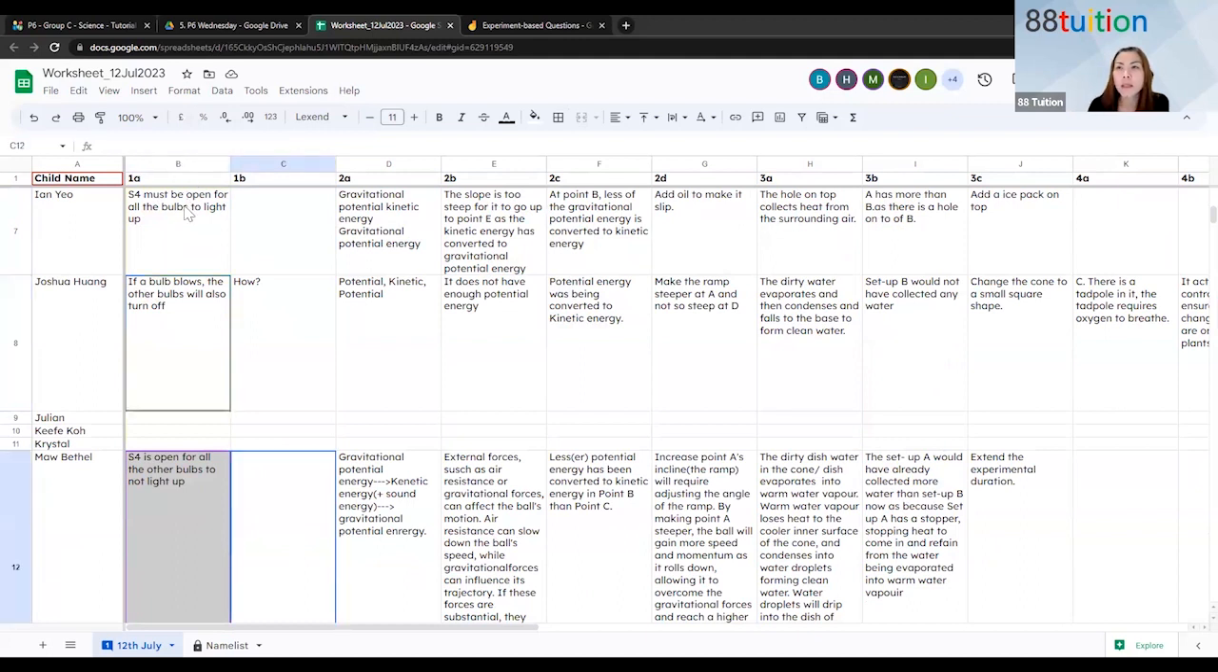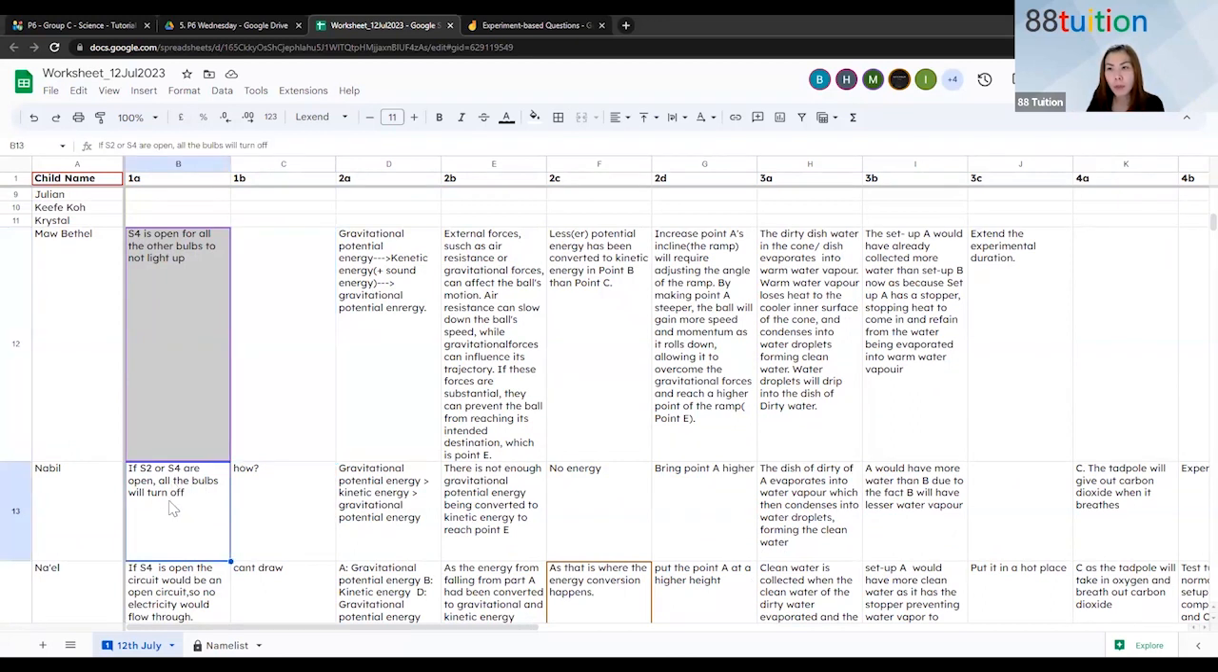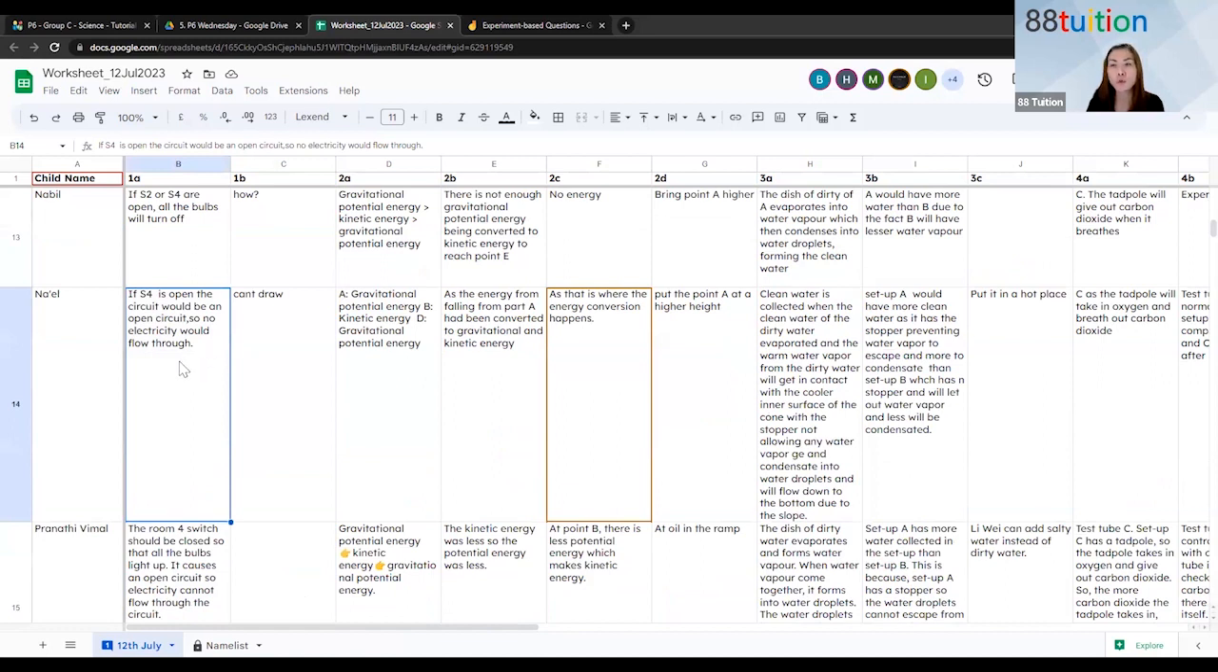Julian, you didn't put in your answer. Keith, Crystal, didn't. So Beto says S4 is open. Beto, you are rewriting, right? I wait for you. Nabil says if S1, not S2 or S4, it's just S4. Nabil, okay. Right now, S4 seems to be the problem here. It is controlling all the other light bulbs. If S4 is open, the circuit will be an open circuit. No electricity would flow through.